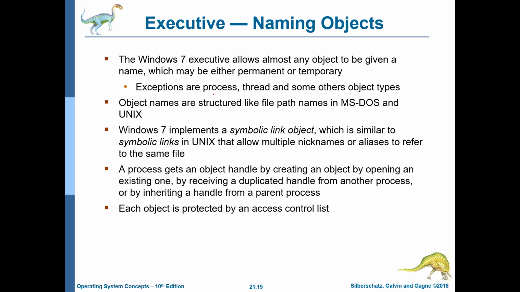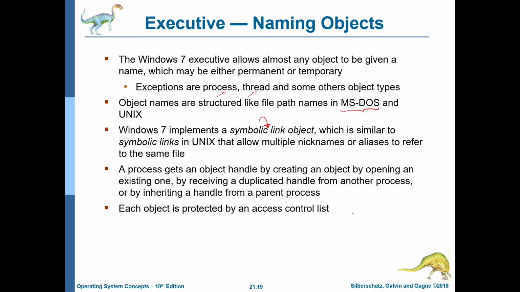Of course, some objects are not given a name because they are already named in a certain sense. For example, a process which has a PID, a thread which has a thread ID, and some other object types. Furthermore, object names are structured like file path names in MS-DOS and Unix, so they have a reasonably elaborate name. And furthermore, pretty much like Linux and Unix, Windows 7 implements a symbolic link object, which is similar to symbolic links in Unix, that in a sense allow multiple nicknames or aliases to refer to the same file.